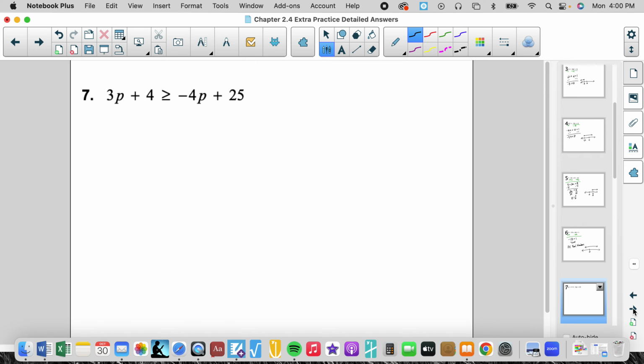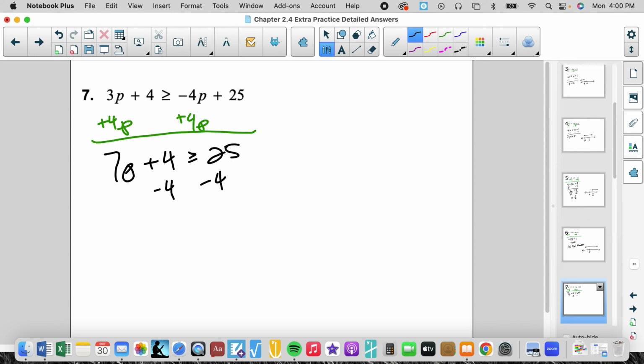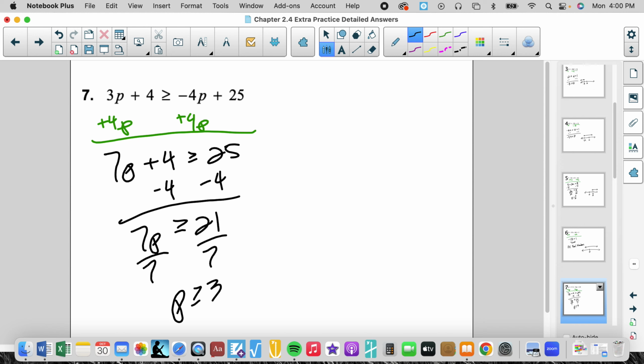Number 7. Let's move the 4 p's over here. We get 7p plus 4 is greater than or equal to 25. Minus 4. 7p is greater than or equal to 21. Divide by 7. P is greater than or equal to 3. Let's graph this. 0, 3, closed circle, going to the right is our solution.